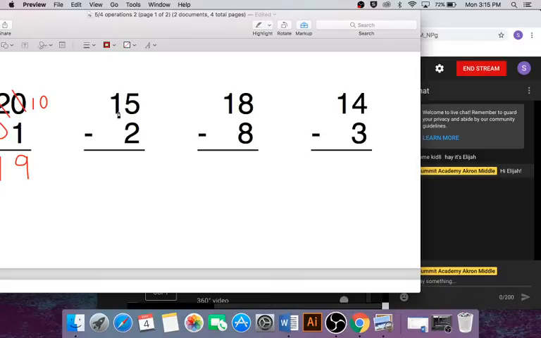Our next problem, 15 minus 2. We start on the right with 5 minus 2. 5 minus 2 is 3. We move over and we have 1 minus 0. 1 minus 0 is 1. So our answer is 13.